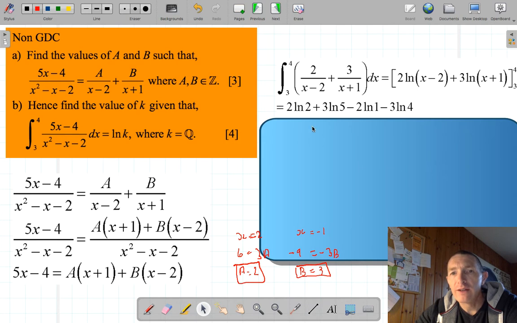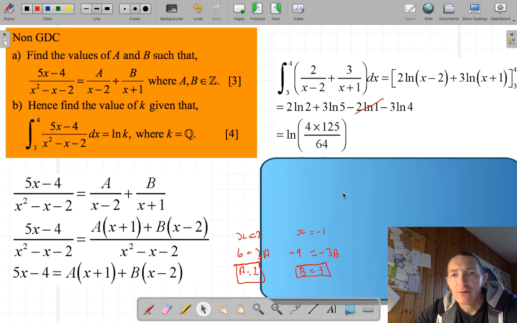So when 4 goes in, I get 2. When 4 goes into here, I get 5. And then I take away the values of 3 going in, log 1 and 3 log 4. Log 1 simply will disappear. Let's get a pen. It simply disappears because log 1 is 0.